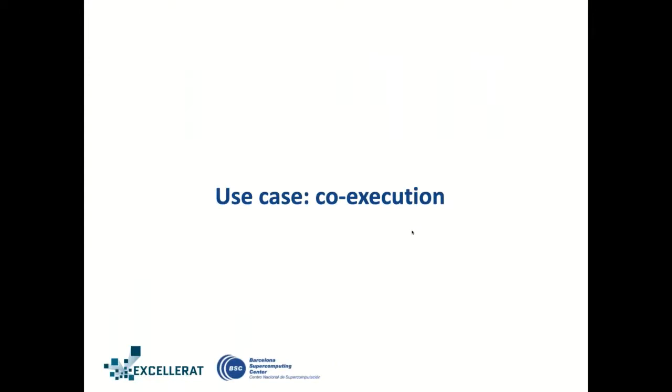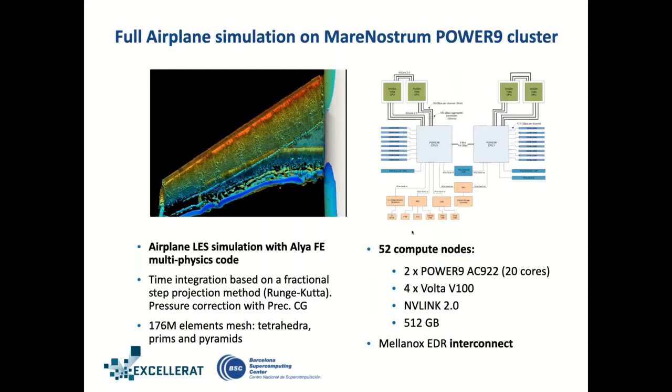Let me show you an example of this strategy for co-execution. When we do co-execution, that means using the CPU and the GPU at the same time, here we have two levels of heterogeneity: heterogeneity in the hardware and also in the mesh, because the plane mesh here has different types of elements, and this always generates problems with the balancing.